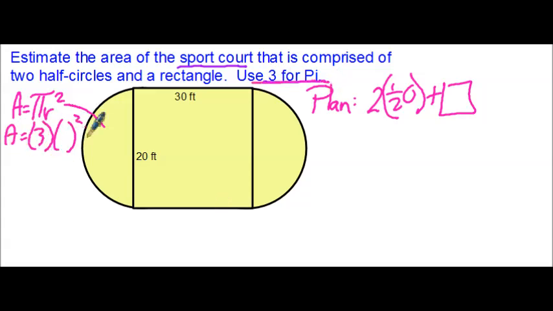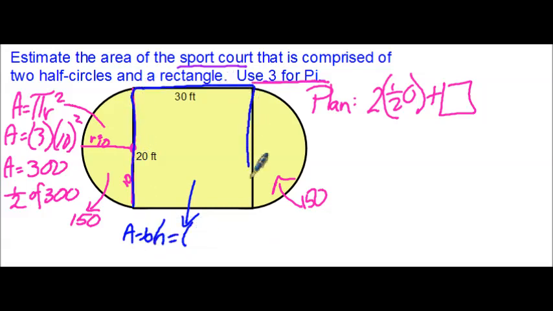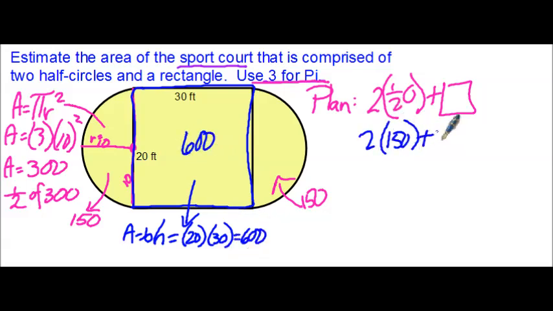You have A equals pi r squared. We see the whole side right there is 20, so we know the radius is 10, which makes that radius 10. So 3 times 10 squared, we're estimating here, is 300, but that's a half circle, so chop it in half, 150 and 150. Now the area of your rectangle is a 20 by 30, so A equals BH, 20 times 30 is 600. Adding those two together, you have 2 sets of 150 plus 600, so the total area of this figure is 900 square feet.